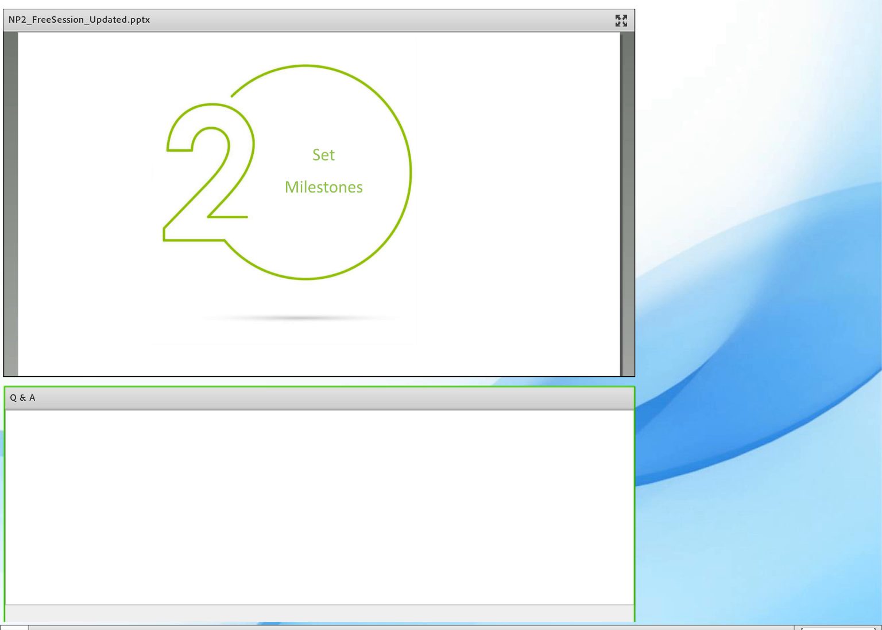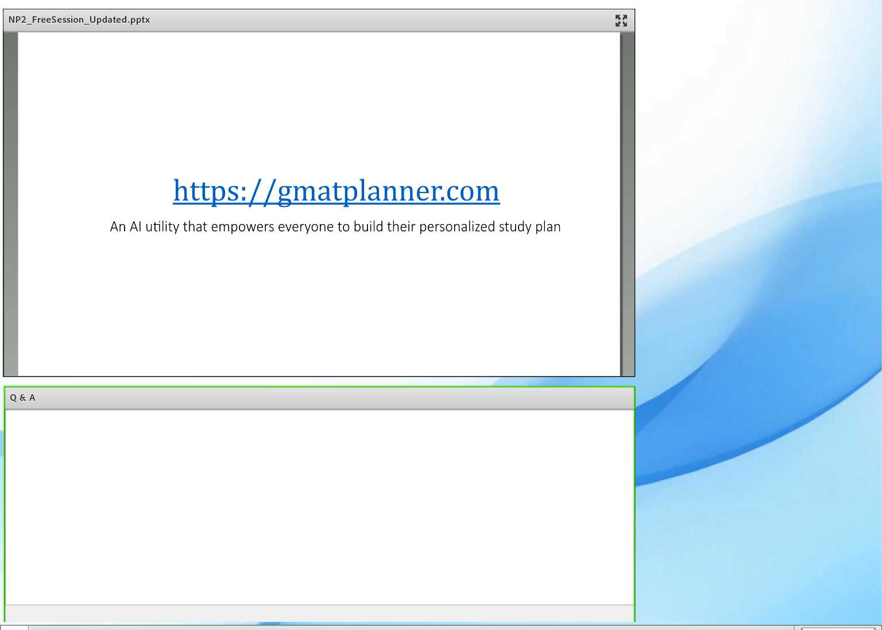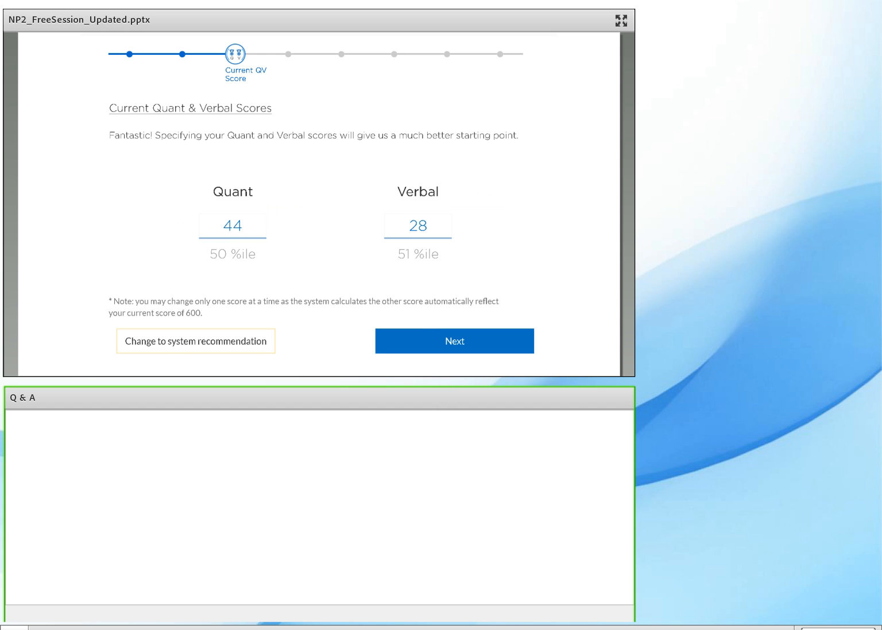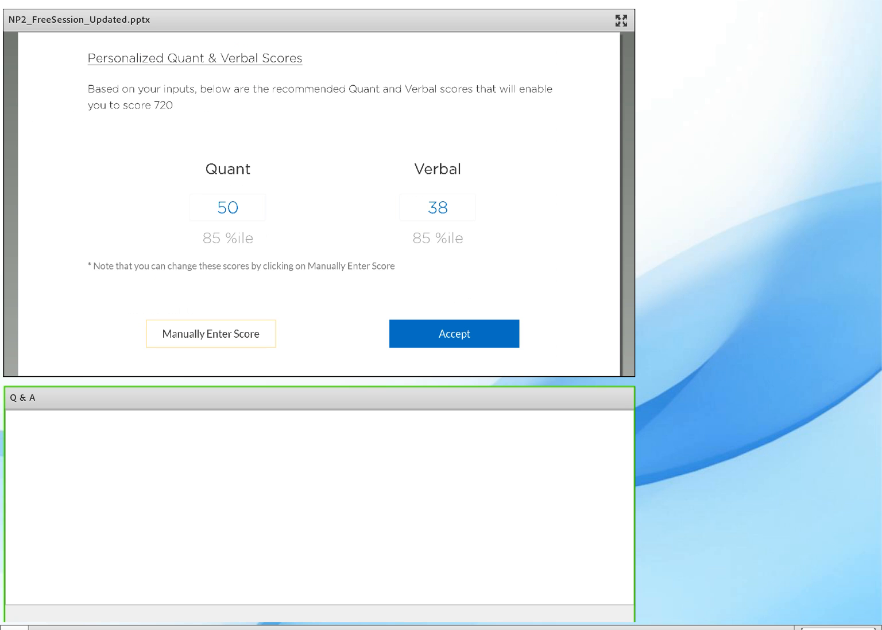Then how do you set your milestones? To do that, we've created this tool called GMAT Planner, which uses an AI engine to define the most efficient way for you to get to your target GMAT score. So let's see how this works. Once you take a Sigma X mock, you get your starting scores. You can enter your quant and verbal scores in that.